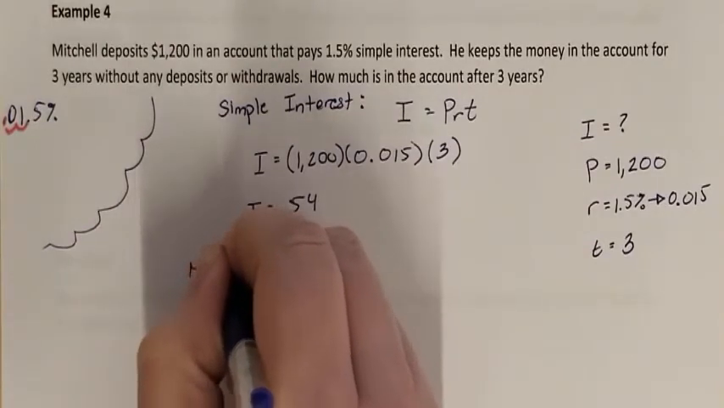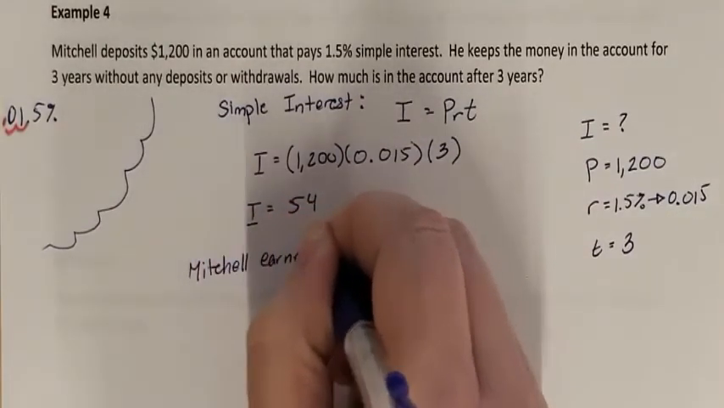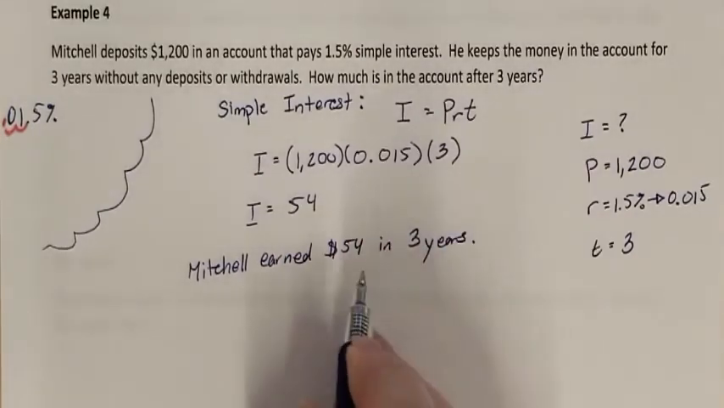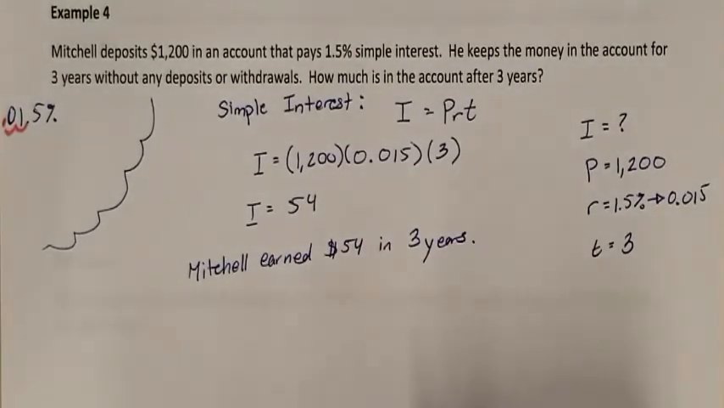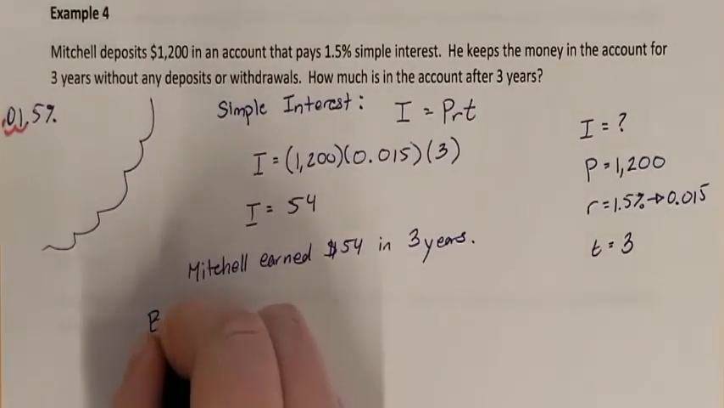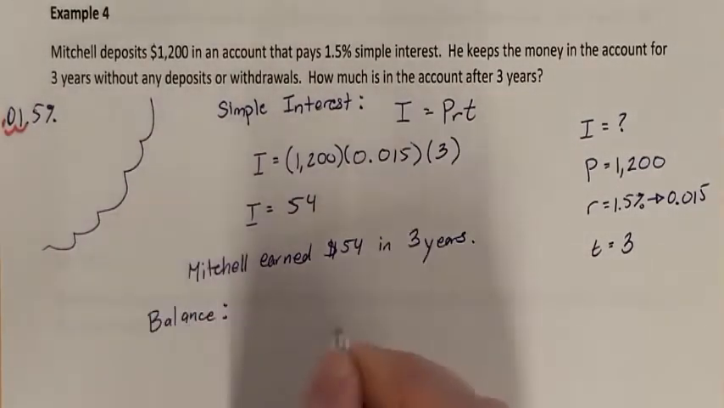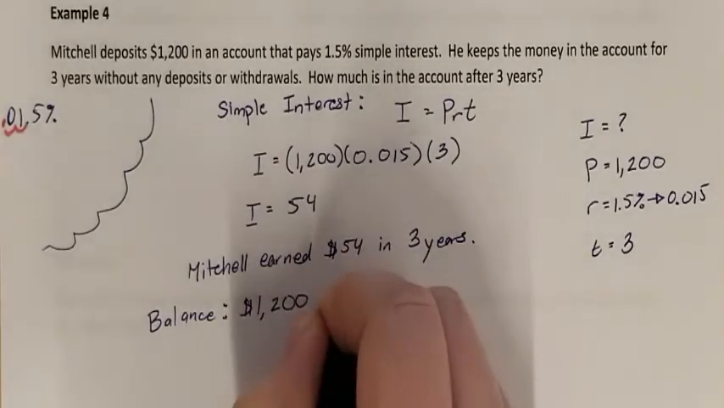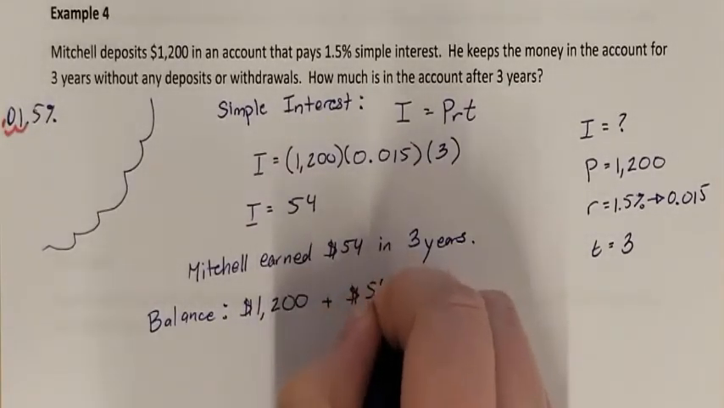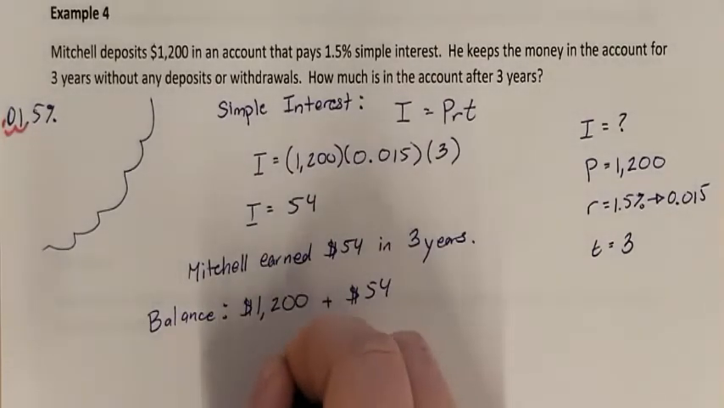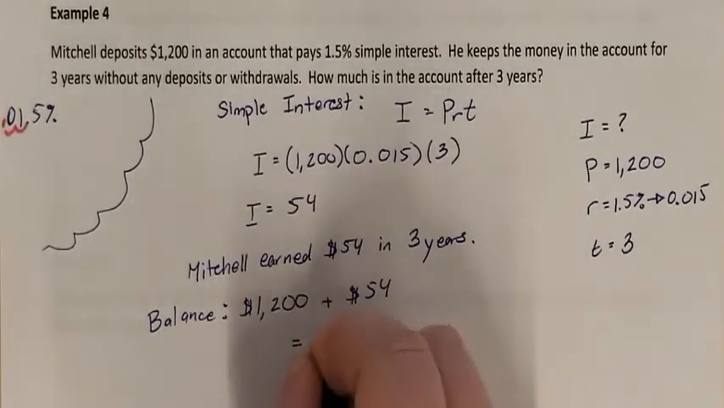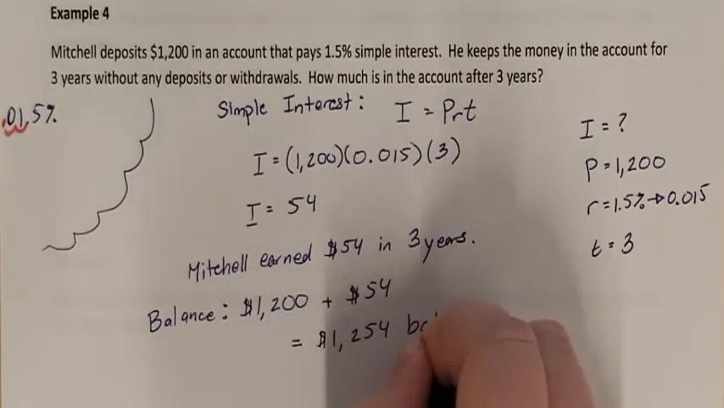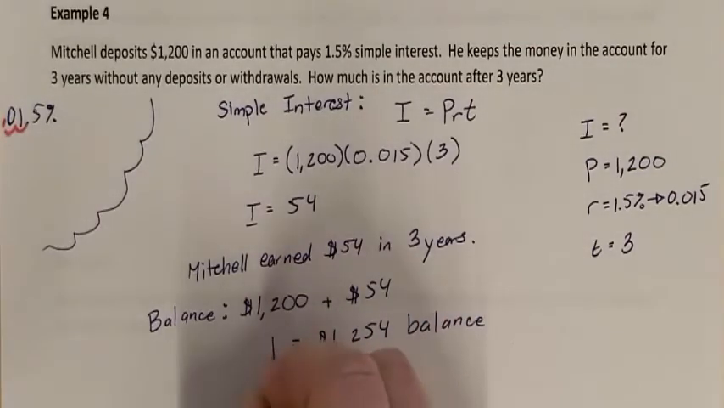So Mitchell earned $54 in 3 years. If that's how much Mitchell has earned, how much does Mitchell have now? So Mitchell's balance is going to be the $1,200 that was already deposited plus the $54 earned. So how much does Mitchell have now? Mitchell has $1,254 as his final balance.